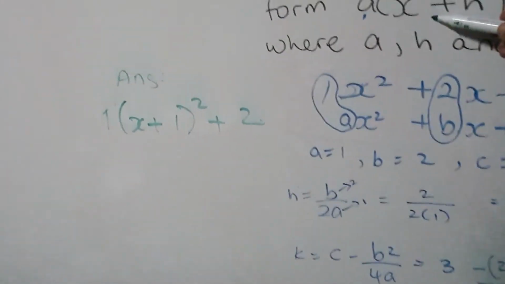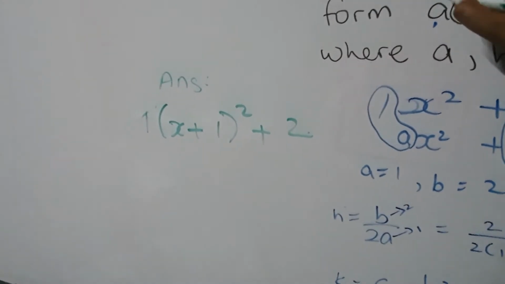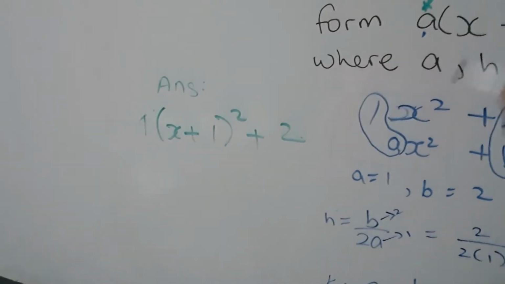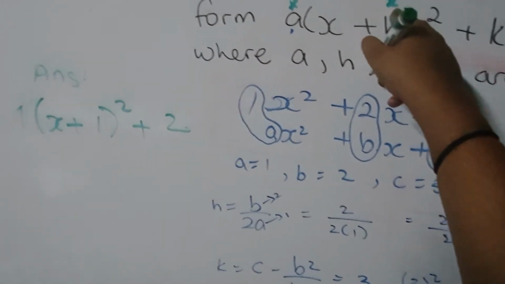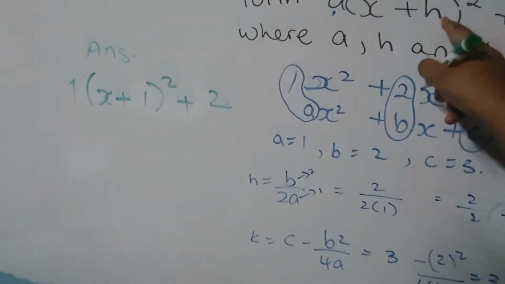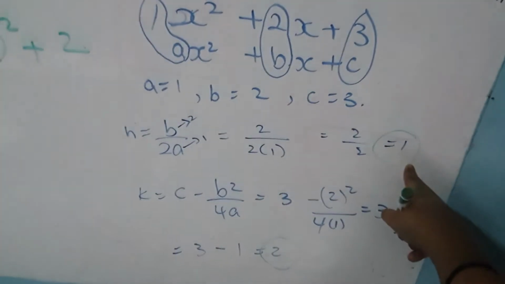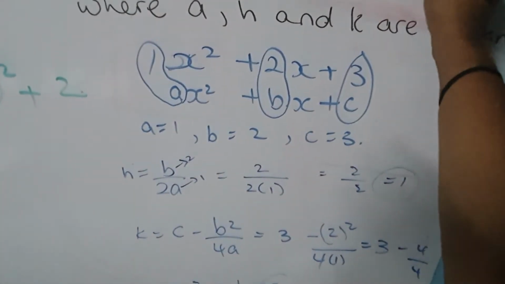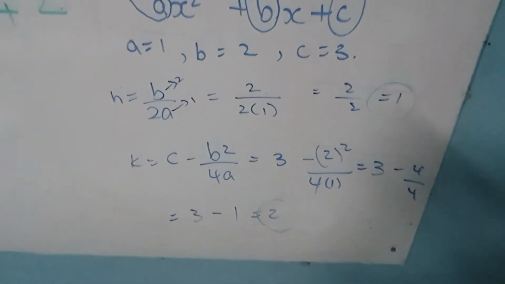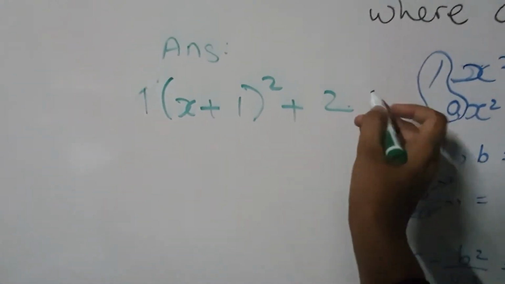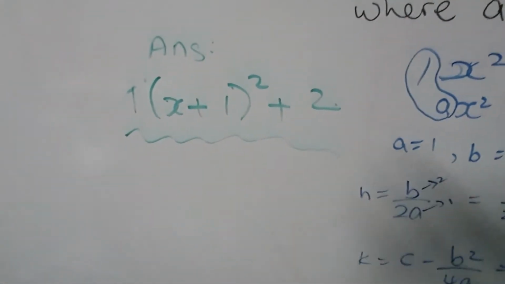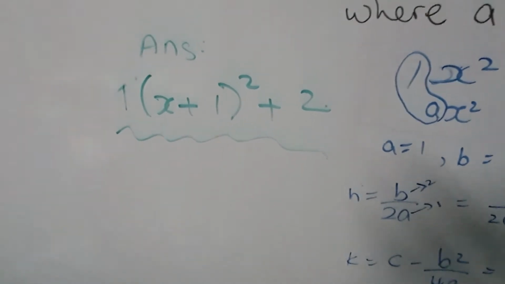Right, so notice it's the same thing, but I'm sticking in numbers. So I'm going to stick in a number here, which was 1. A is 1. I stuck in a number here. H was 1. And I stuck in a number here, which was 2. Right, so I transformed this to look like this. And this is your answer, and you're done.